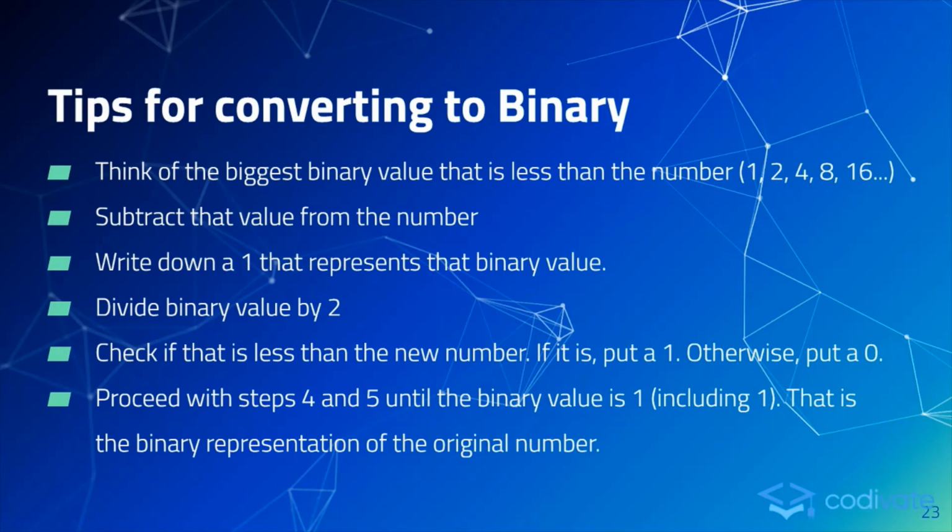Write down a 1 that represents that binary value. Divide that binary value by 2. Then check if that is less than the new number. If it is, then put a 1, otherwise put a 0. Proceed with steps 4 and 5 until the binary value is 1, and including 1. That is the binary representation of the original number.